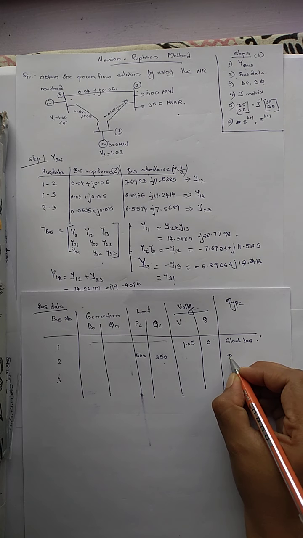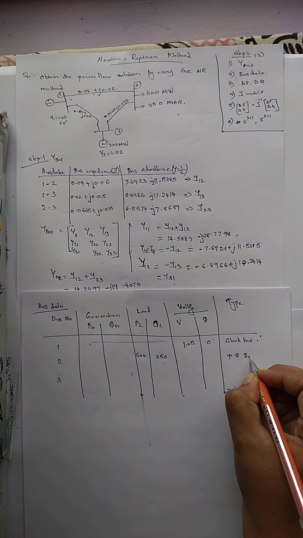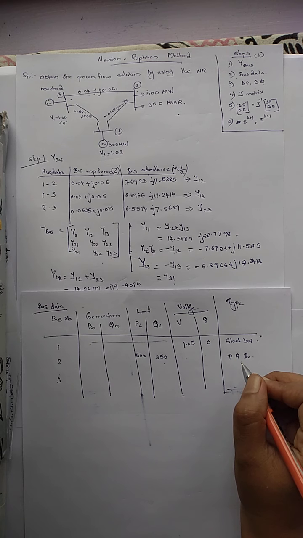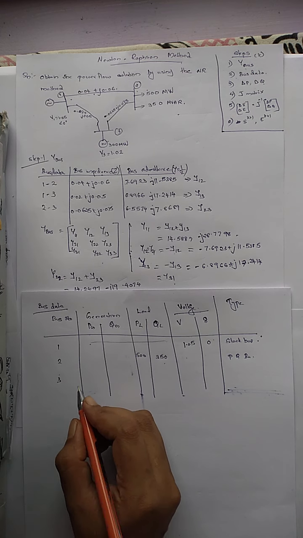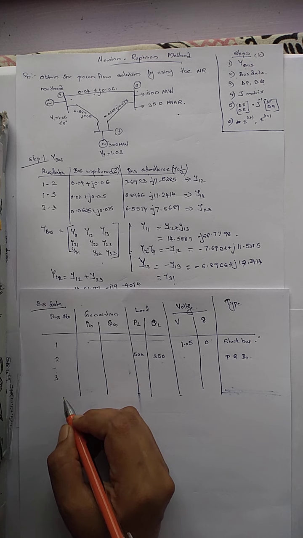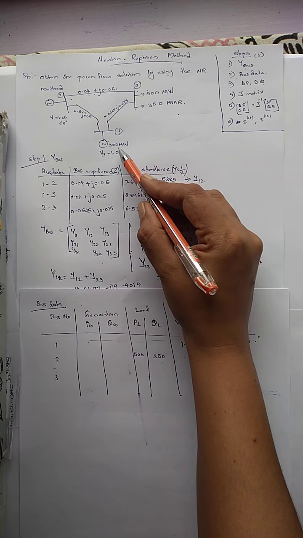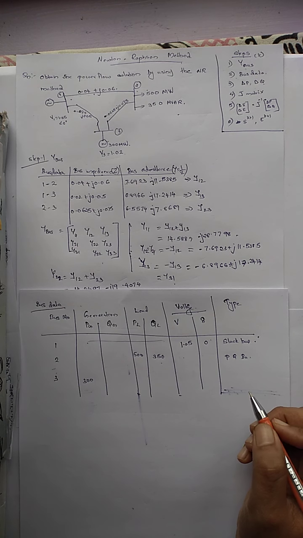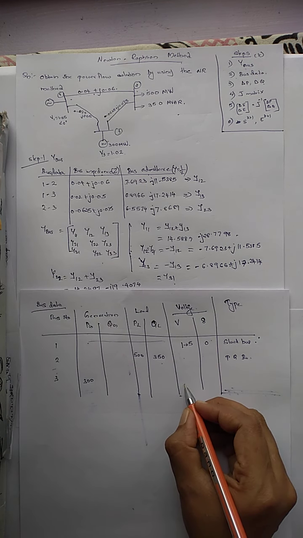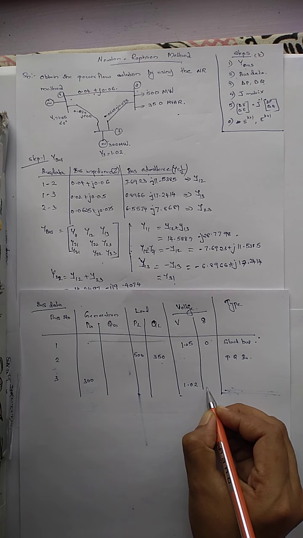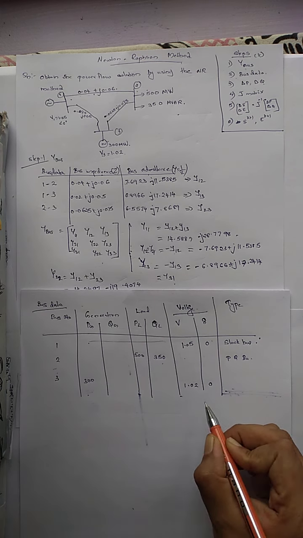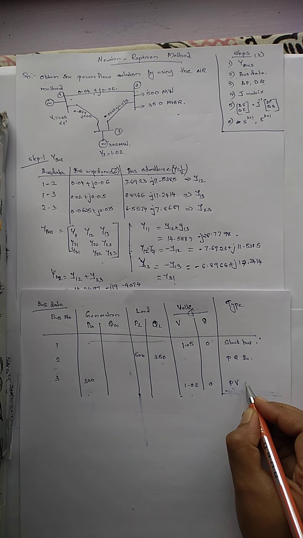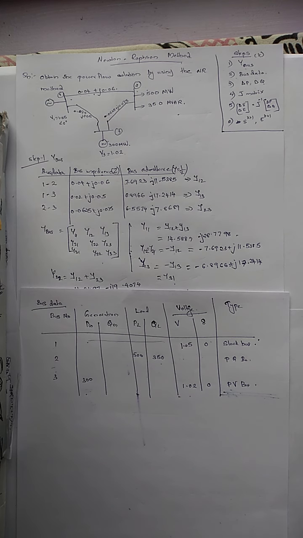Voltage is not given, so I can say this is my PQ bus. No other values are given. For the third bus, they have given 300 megawatt generation, and V3 value I am taking as 1.02 angle 0. So P value is given and V value is given. Surely this is a PV bus. So our question consists of a slack bus, a PQ bus and a PV bus.